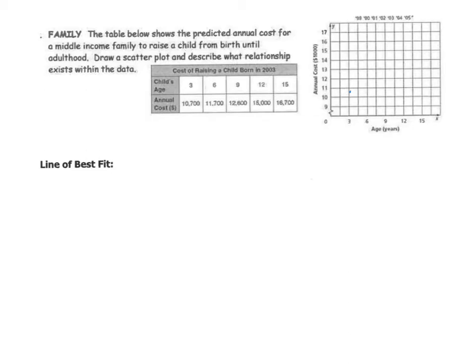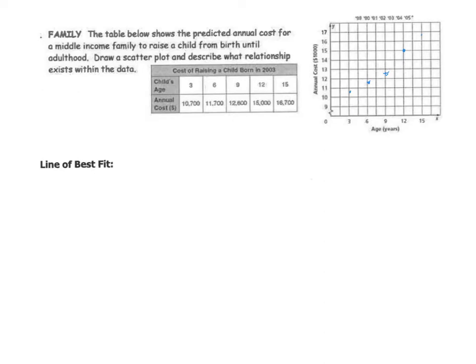At age 6, it's $11,700. So it's almost to the 12. At age 9, it's $12,600. So it's a little above middle between 12 and 13. At age 12, it's $15,000. So it jumps up quite a bit at the age of 12. And the age of 15 is $16,700, so almost 17. So we don't have a linear equation. It's not going up at the same amount each time. But we would be able to draw a line of best fit.